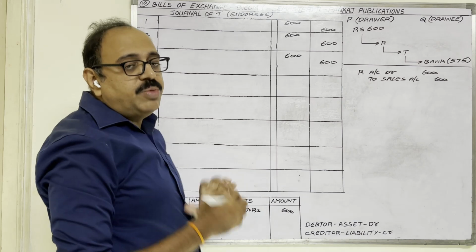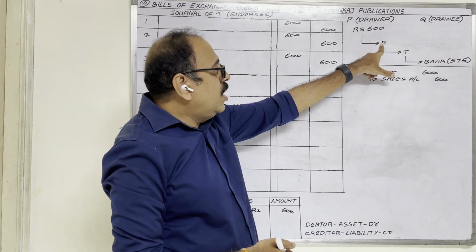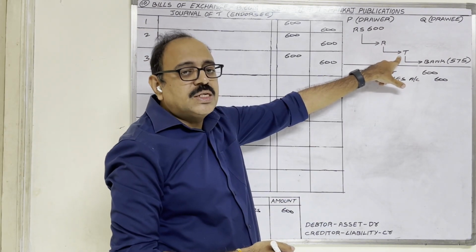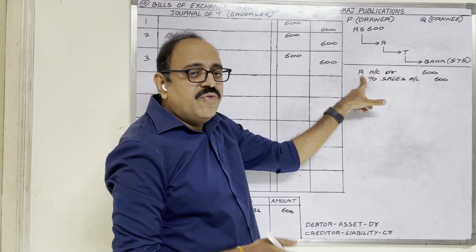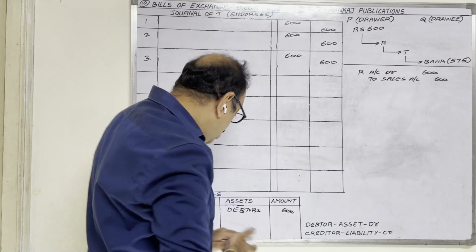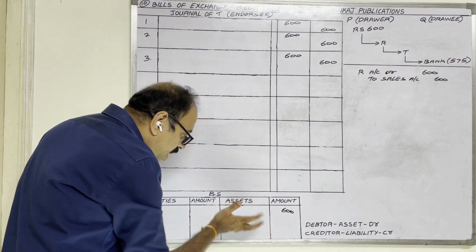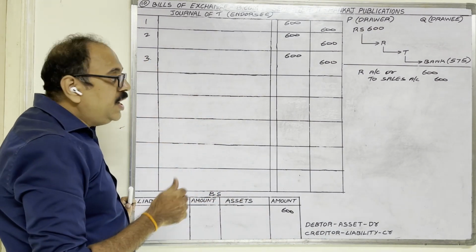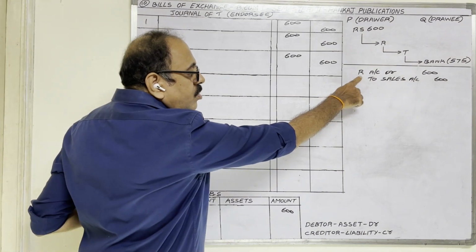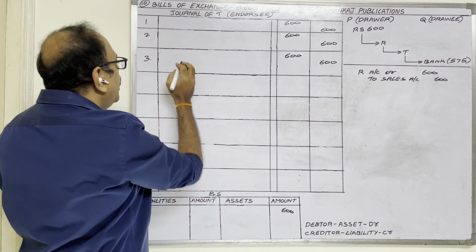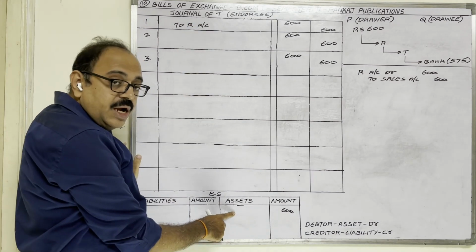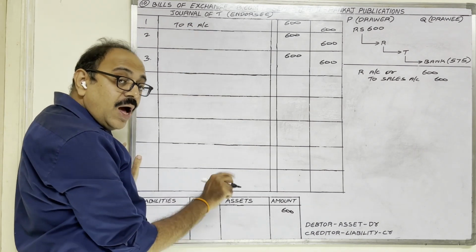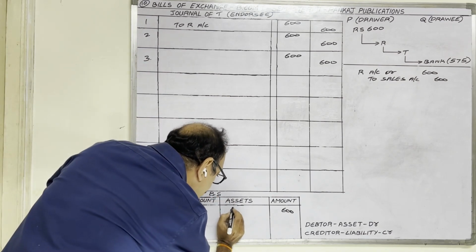Now come to endorsement entry. From R, 600 worth the bill is coming. When that bill is coming, this R account will get closed, no? So debtor account we have to cancel. How did we create it? By debiting R account. How to cancel? By crediting R account. Same debtor asset is converted into another asset known as bills receivable.